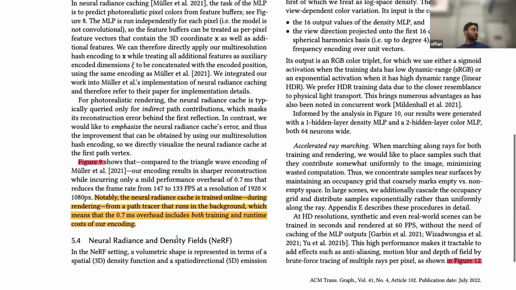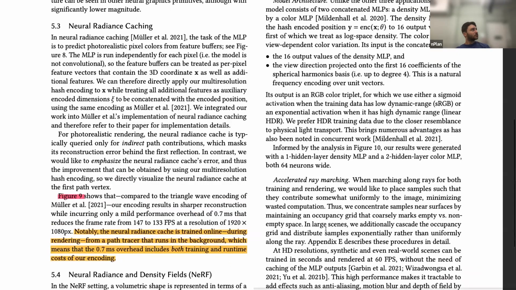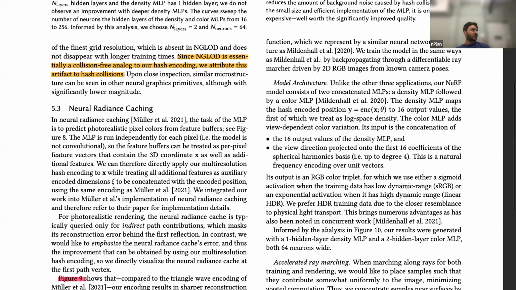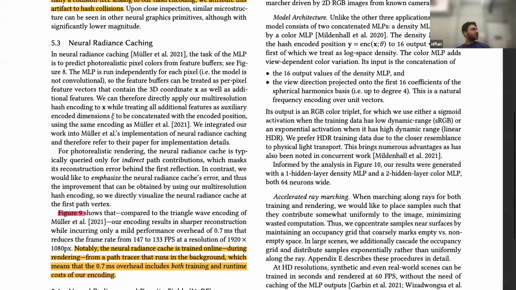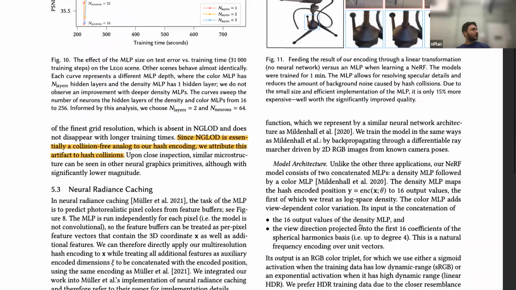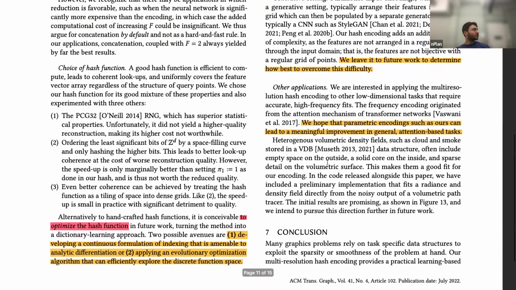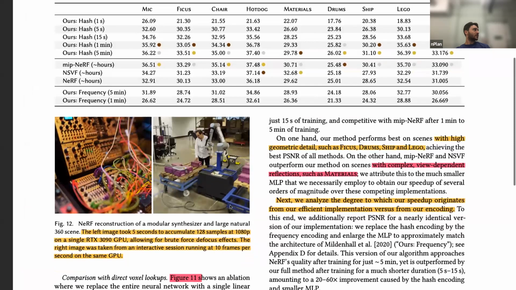And so they do the same thing with neural radiance and density fields. They compare it again to a state-of-the-art method. But let's look at the image. Where's figure 12? Oh, this is it. So here's another example.